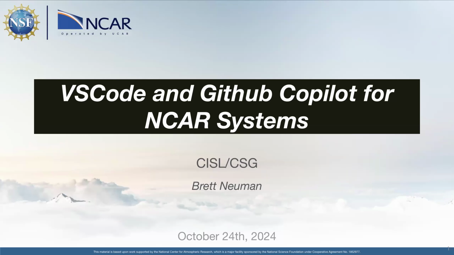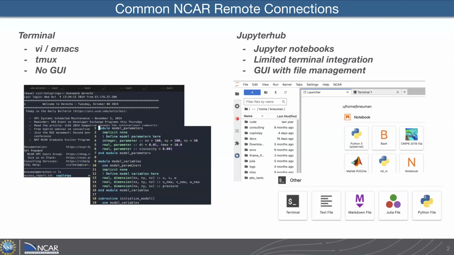I'll start off by talking about what our users are currently using to connect to these systems. The two most common are some version of terminal, either the built-in Mac terminal or PuTTY, using Vi as your code editor, maybe Emacs. If you need multi-window support, you might use something minimalist like Tmux, and there's really no GUI here. This is the most basic, very lightweight approach to connect to Casper and Derecho.